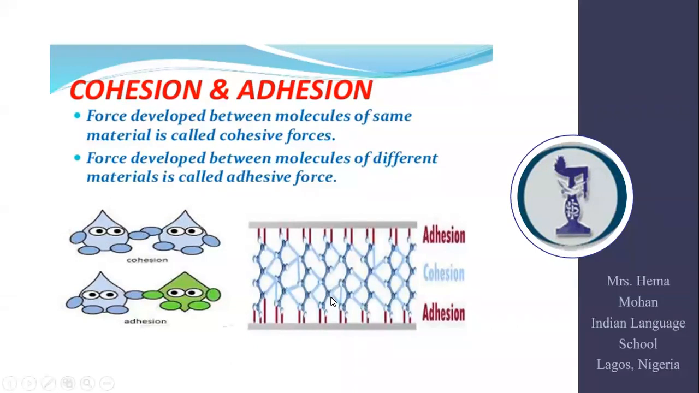If you look at this picture, consider this as a liquid placed in a container. In the interior of the liquid, you can see cohesion, that is, molecules of the liquid attracting each other. Whereas near the walls of the container, you can see that the liquid exhibits adhesive forces with the walls. Now, this is a simple representation: same molecules attracting each other, cohesion; different molecules attracting each other, adhesion.